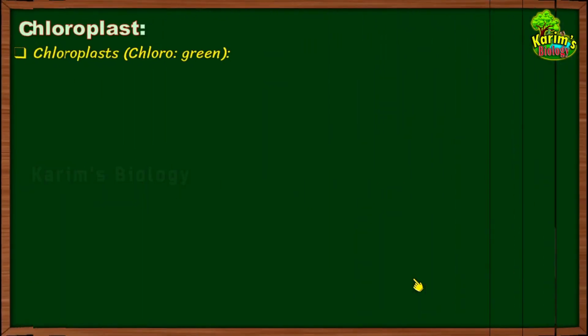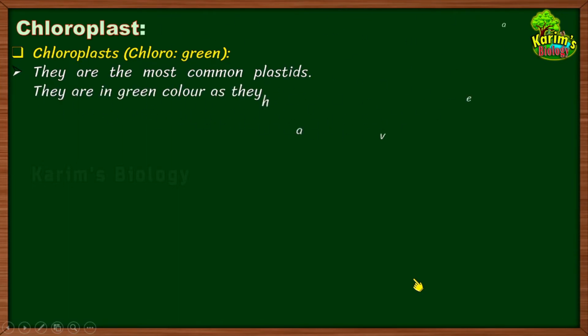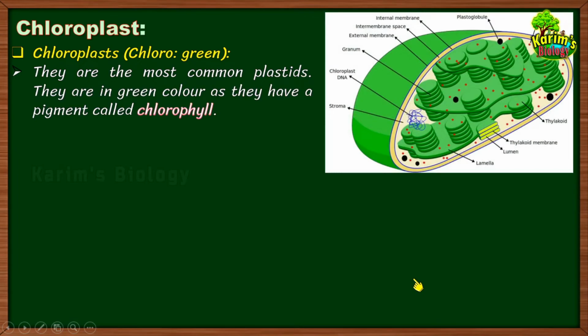Now let's come to the most important and significant cell organelle, which is called chloroplasts. I told you that chloroplasts are green in color. Now let us see what this chloroplast is. They are the most common plastids. They are green because they have a pigment called chlorophyll. As I told you earlier, different pigments impart different colors to the plastids. Chloro means green. As they are green in color, they are called chloroplasts.